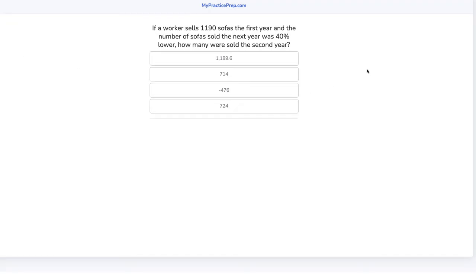If a worker sells 1,190 sofas the first year, and then the number of sofas sold the next year was 40% lower, how many were sold the second year? Okay, so you could create an equation for this as well. An easy way of doing it is visualizing if the first year she sold 1190, that's the equivalent of 100% of sales. And then the following year she sold 40% less. So 100% minus 40% gives us 60%. We know that 60% of 1190 will give us the second year's sales.